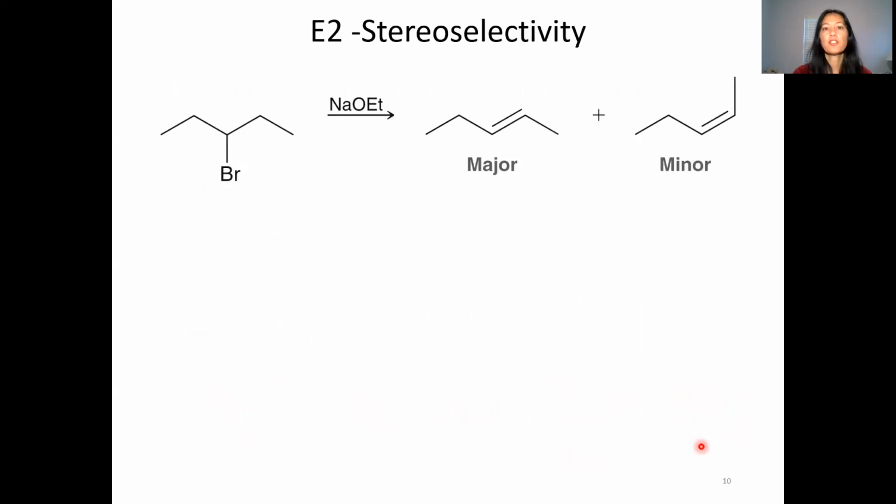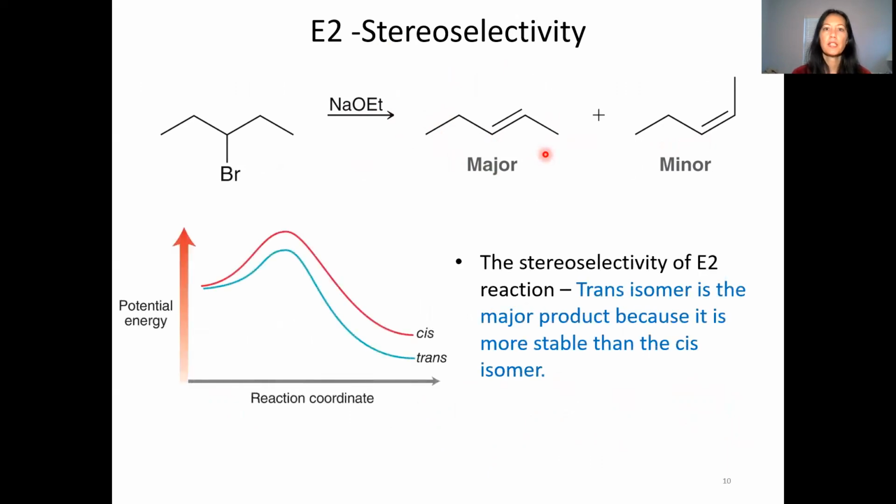Let's talk about that cis-trans stereoselectivity. Again, if you have a small base, you will prefer to form the more substituted alkenes, but if you can form cis or trans, the major will be the trans. The reason is that it's just more stable. You have the trans energy diagram here. The trans is lower in energy because the cis is higher in energy due to sterics.